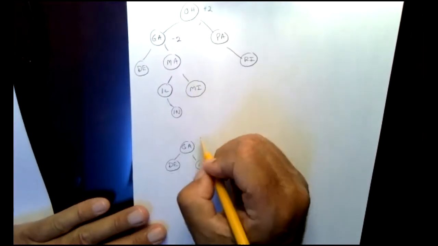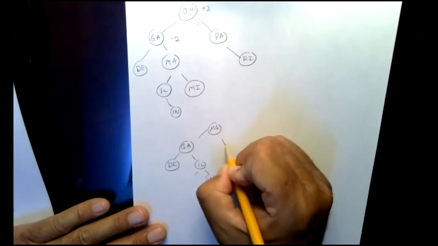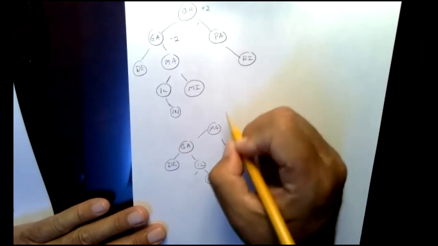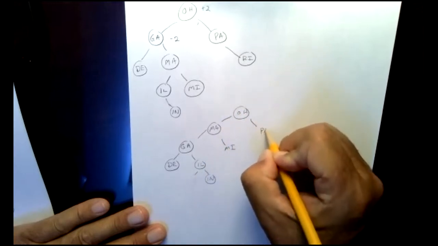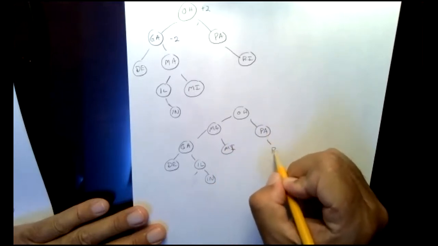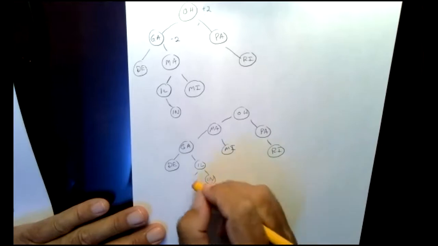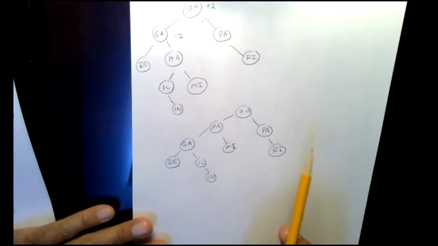All right, so now Massachusetts goes up. Michigan's still here. I have Ohio up here. I have PA to here. And I have Rhode Island to here. Is that the only rotation I needed? Yeah. What's Ohio's balance factor?